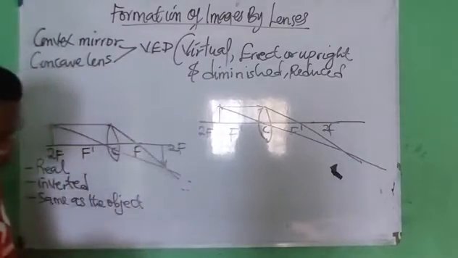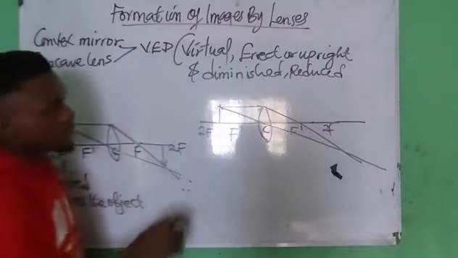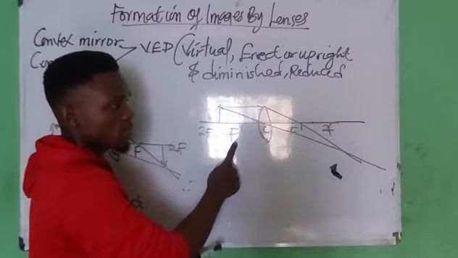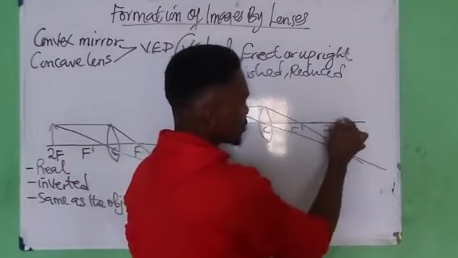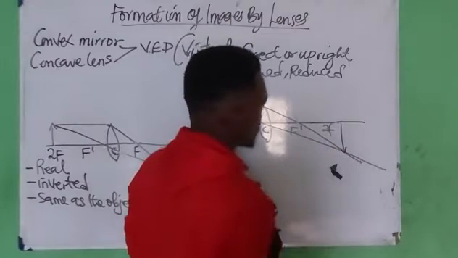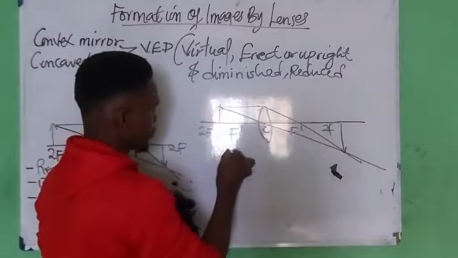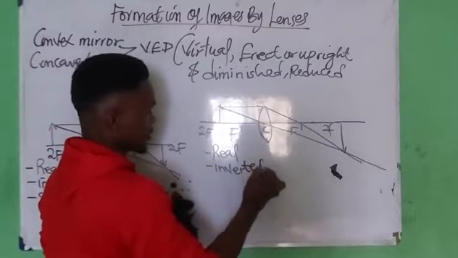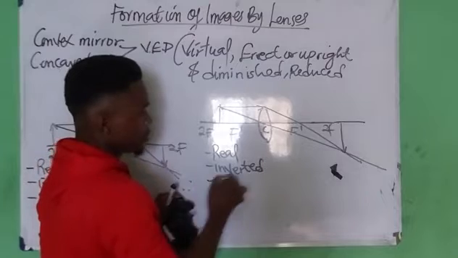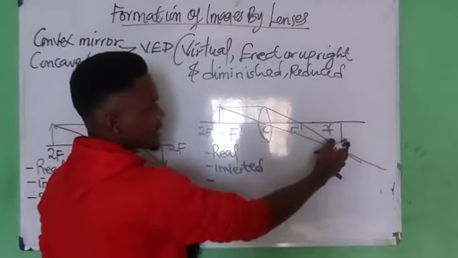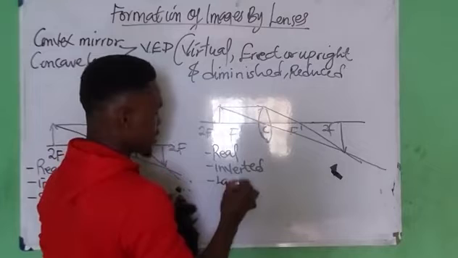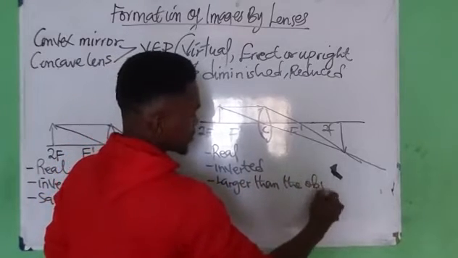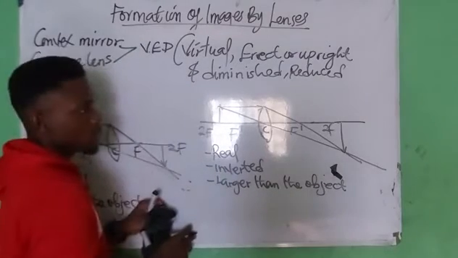So, from what we have illustrated now, when an object is placed between 2f and f, what does that tell you? It means that the image is what? Inverted. It is real, inverted. Alright, inverted. What will you observe? Magnified. That is larger than the object. It is larger than the object.